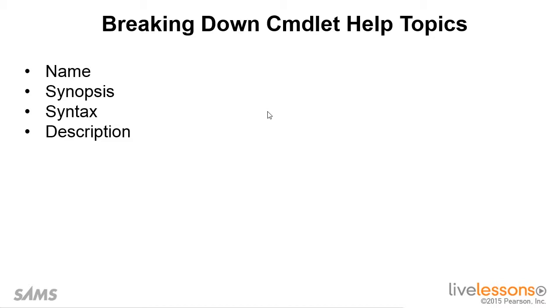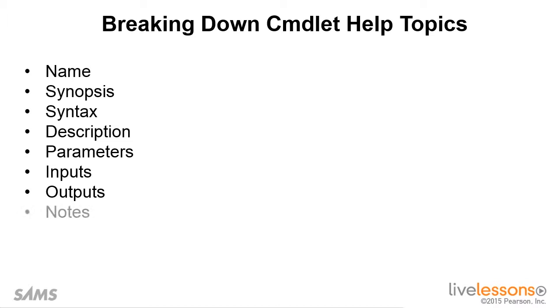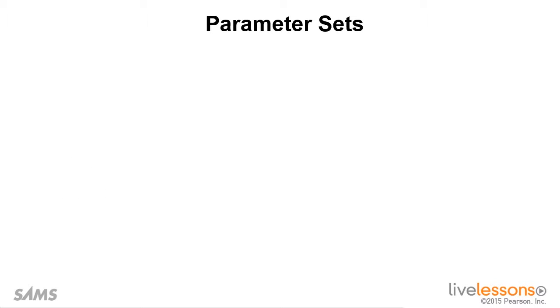The description, which is going to be a detailed description about that help topic itself. Parameters, which is going to be in-depth details on the different parameters for that command. Inputs, which is going to be the type of value that you can pass into the command. Outputs, which is the type of value that the command will return once it is done executing. And finally, the notes section, which is going to be additional notes, including examples on how to utilize the command itself.